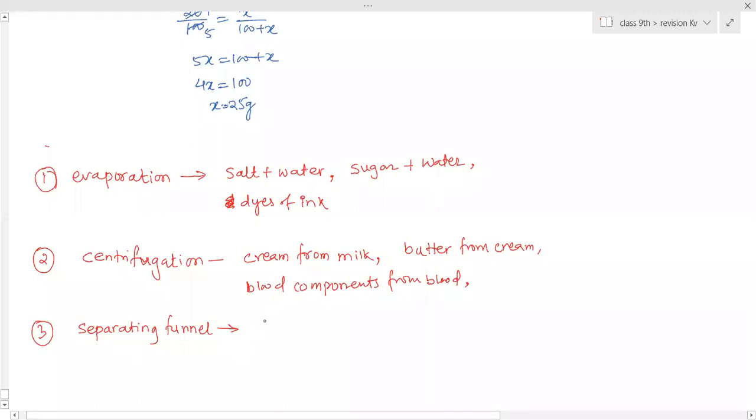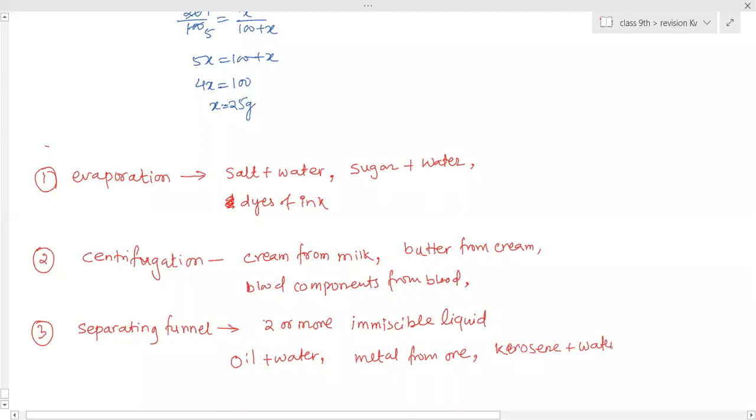Separating by using a separating funnel, that is actually the sedimentation and decantation process. This is done for immiscible liquids, a mixture of two or more immiscible liquids. So oil and water, metals from their ores, kerosene and water, or any petroleum product and water is separated.